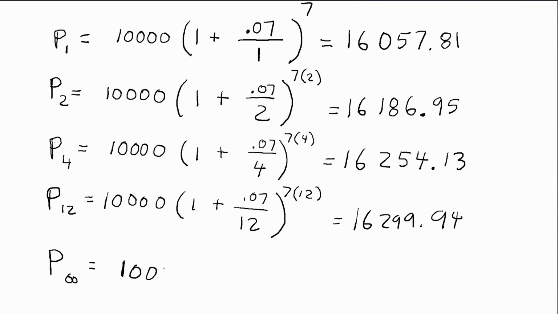So let's see what happens when we get to continuously. It's 10,000 times our number e to the 0.07 times the time, which is 7 years. Notice the form of the expression changes, because we had to take a limit there, and that makes it look a little different.